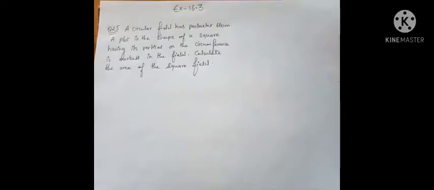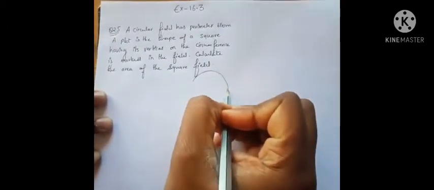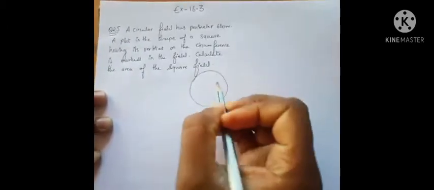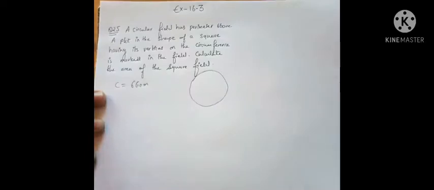Right now, I have a question where there is no figure drawn. So what I'll be doing is making a figure first, and then I'll start solving this question. Question number 25 goes something like this: a circular field has a perimeter of 660 meters. If I draw a circular field, something like this, its perimeter, meaning circumference, is 660 meters.